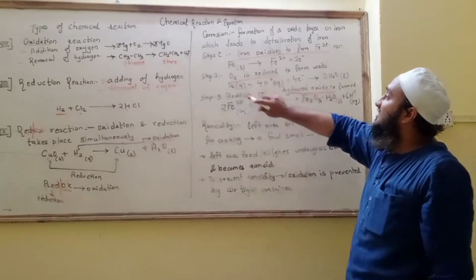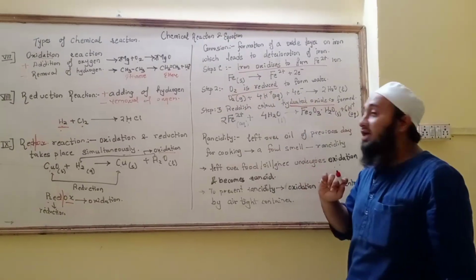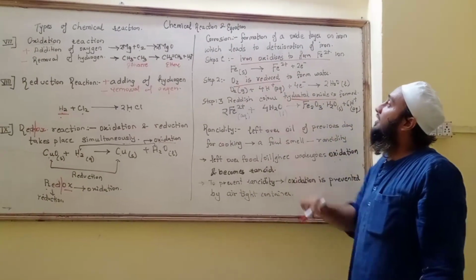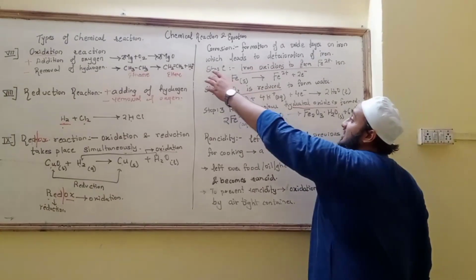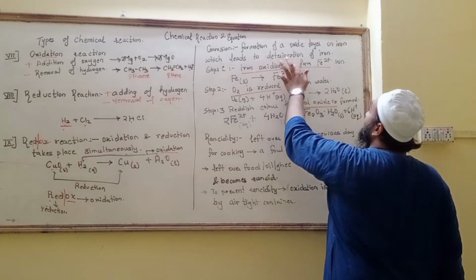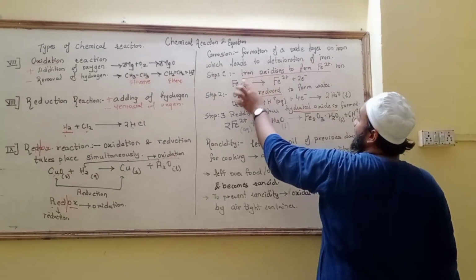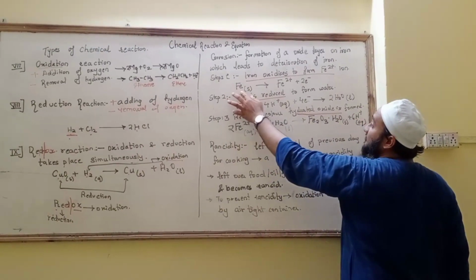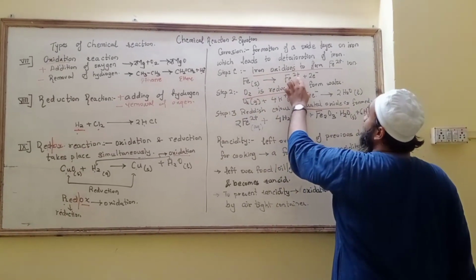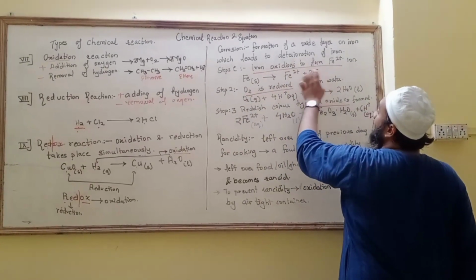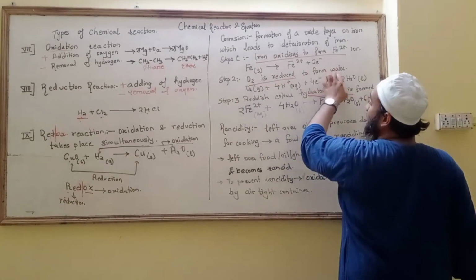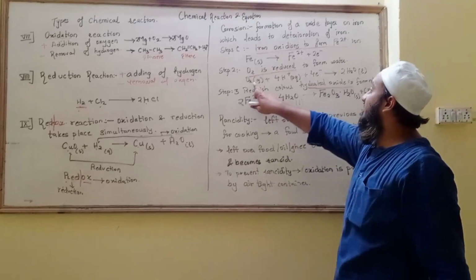Now what happens? These are chemical steps which you cannot see. But rusting of iron, or corrosion, is also a chemical reaction. In this, there are three main steps. Step 1: iron oxidizes to form iron ion. You can see the reaction: Fe solid, which is the iron grill, converts to Fe2+ ion plus 2 electrons because of the moisture. Oxygen is reduced to form water. This is the reaction for it.